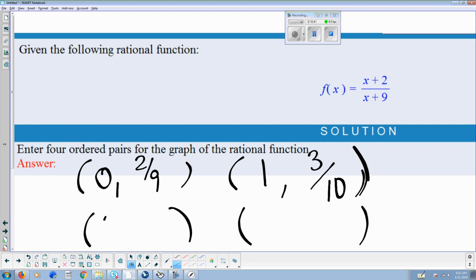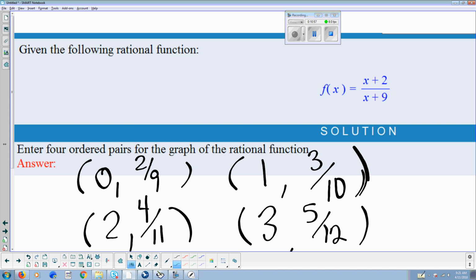Oh, why not just go with it? I like the number 2. So 2 plus 2 is 4, and 9 plus 2 is 11, and I like the number 3 as well. So 3 plus 2 is 5, and 3 plus 9 is 12. So there's 4 ordered pairs that are on the graph of this rational function. We can't use the vertical asymptote. Remember when you're inputting your x coordinates that you cannot use the x value of the vertical asymptote. So I was free to pick any number here, except I was not allowed to pick 9. I mean, negative 9.